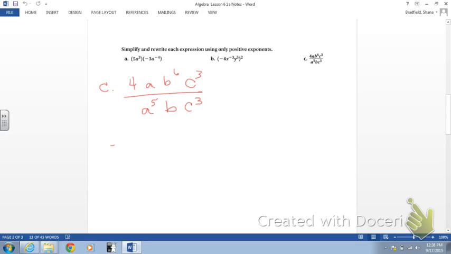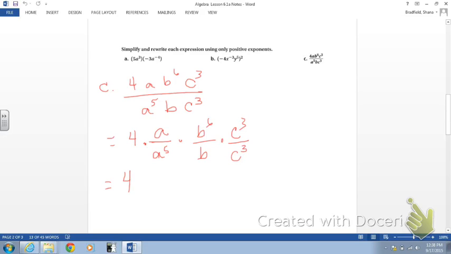You can break that up into one fraction with your coefficient, which is your number, so that's just a 4. There's nothing in the denominator. And then I've got my a's, so that's a over a to the 5th, times then b to the 6th over b, and c to the 3rd over c to the 3rd. And I'm going to simplify all of that.